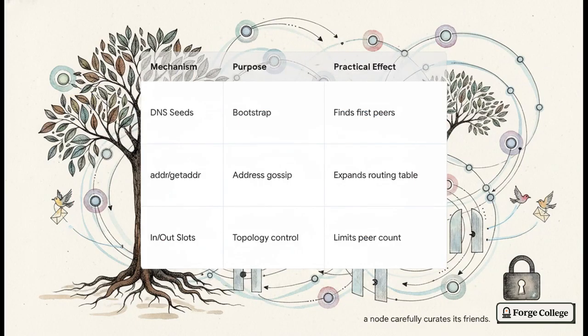So, just to quickly summarize our connection management tooling here. DNS seeds give us our initial bootstrap. Address gossip expands our routing table safely, and those inbound and outbound slots control our actual network topology.